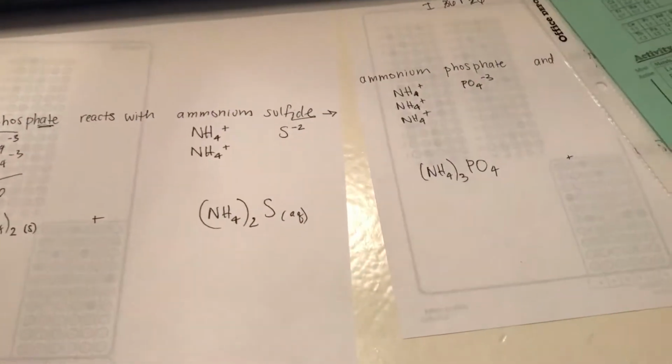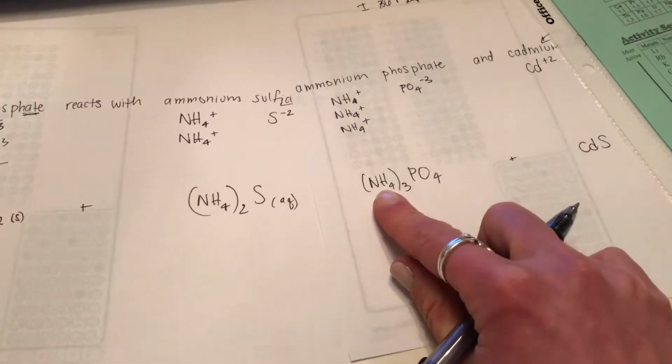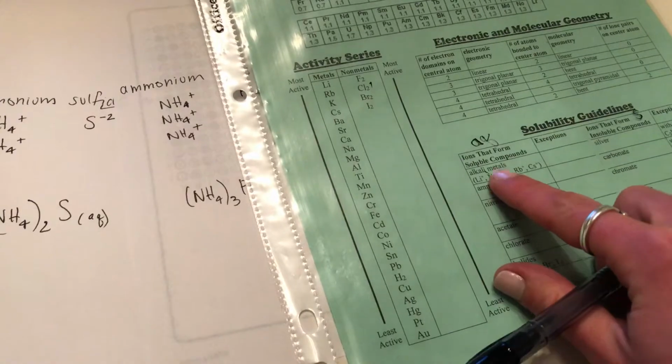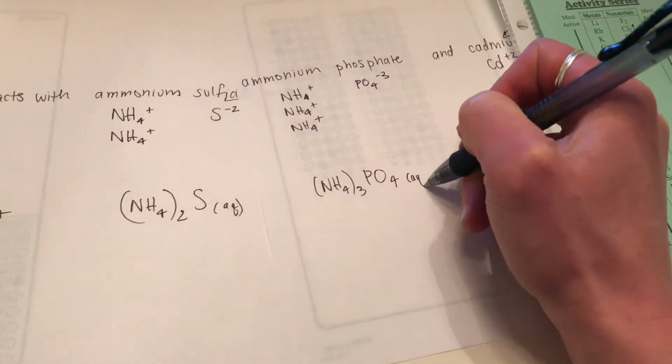All right, and then we look up ammonium phosphate. Well, remember we just saw that ammonium is always soluble. It never has an exception, so I know that this is going to be soluble as well.